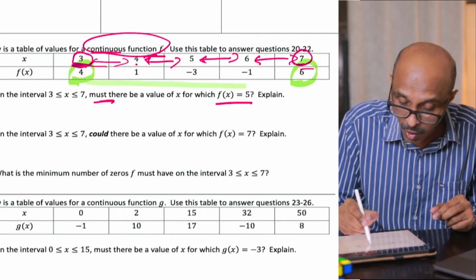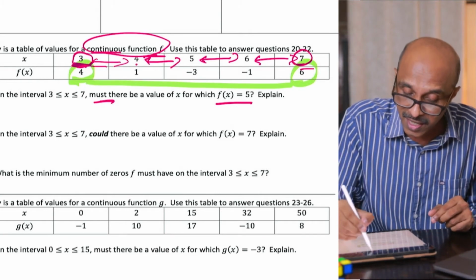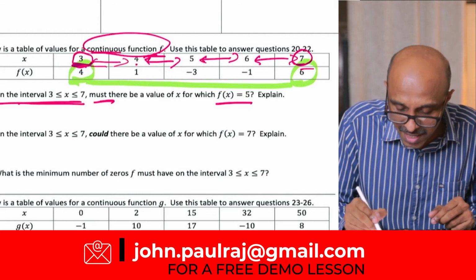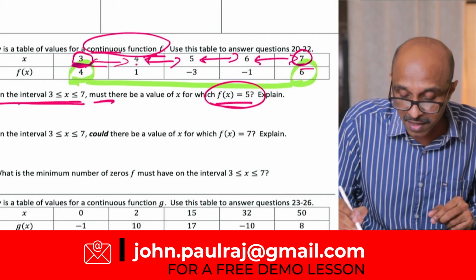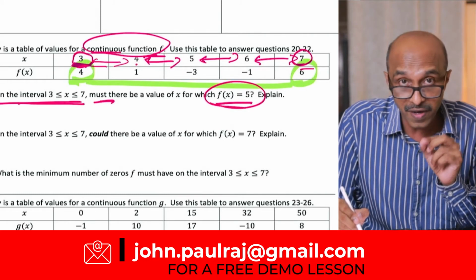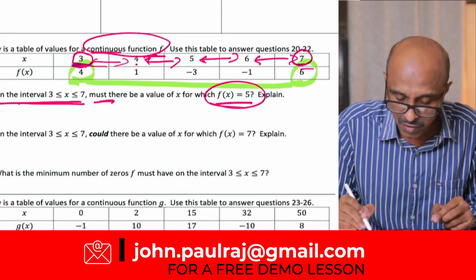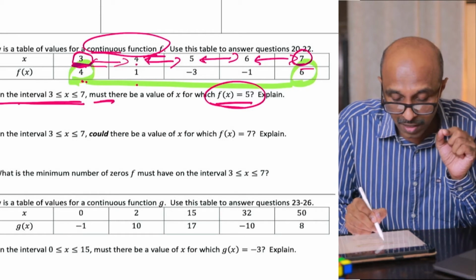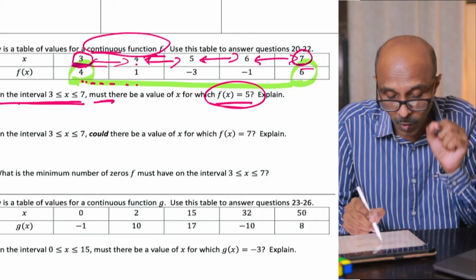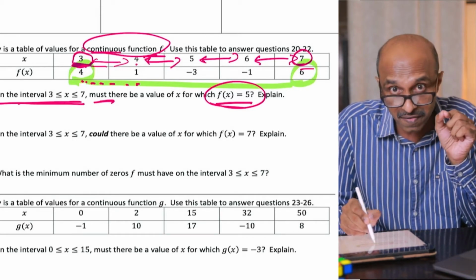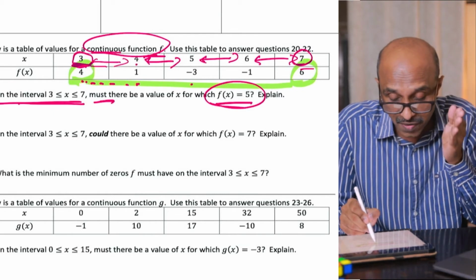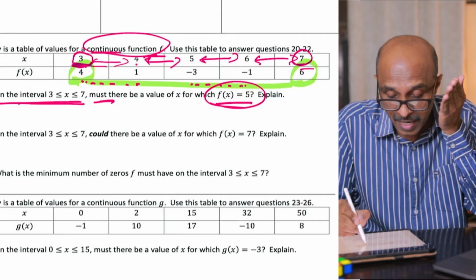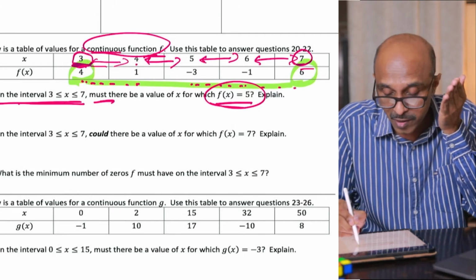Continuous, all values. So in that context, the question is, on the interval 3 to 7, must there be a value of x for which f of x is equal to 5, a value called 5 in the range? So when we look at the range from 4, it drops down to 1. Remember, all real numbers dropping down to 1. From 1, it drops down to -3. So all real numbers between 1 and -3. And then from -3, it climbs back to -1. And then from -1, it climbs back to 6.